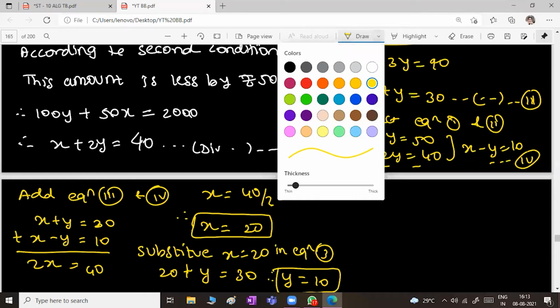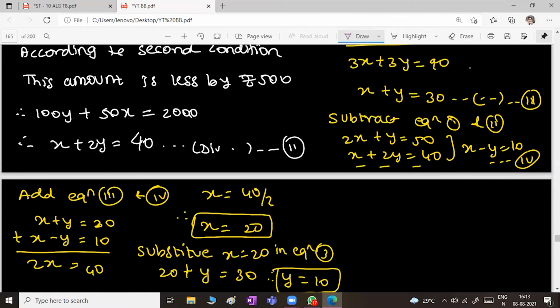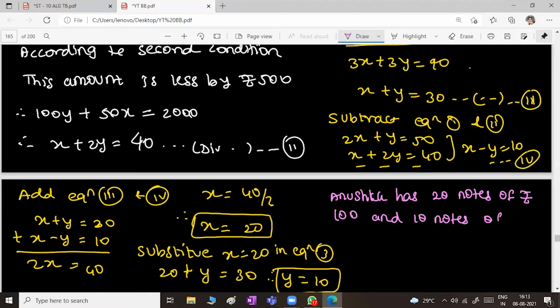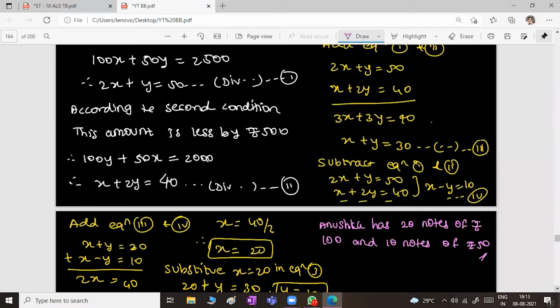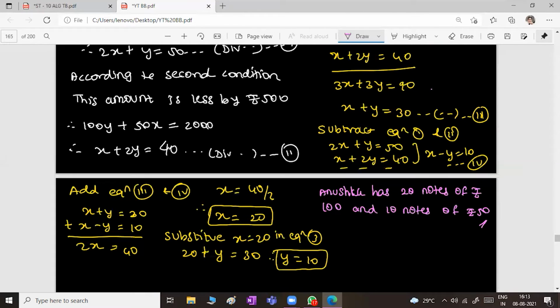Now coming to the last step, that is the final answer. Anushka has 20 notes of rupees 100 and 10 notes of rupees 50. So this is nothing but the final answer. Those who are writing, this question was activity based, but it has to be solved to make it look easy.